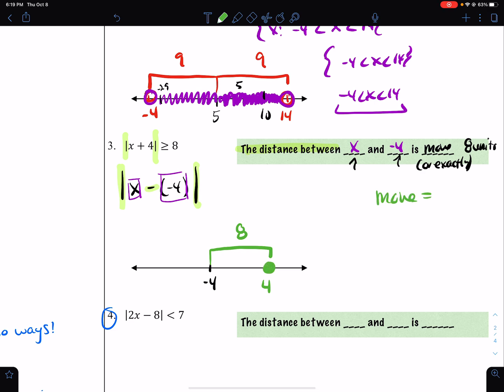If I want more distance, I should go away from that center. So these numbers here, like 0 and 1 and 2, they're less than 8 away. So if I want the numbers that are more, I should get farther away. I should do the same thing to the other side though.